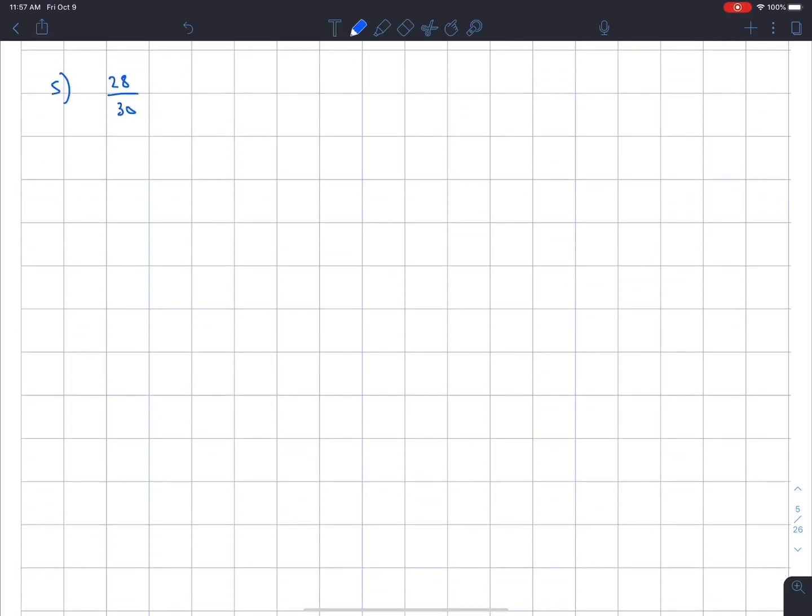28 over 30 times, the dot means times, 165 over 231. I can divide 30 by 5 to get 6. I can divide 165 by 5. So 5 times 3 is 15. 5 times 3 is 15. So if I divide 165 by 5, I get 33.